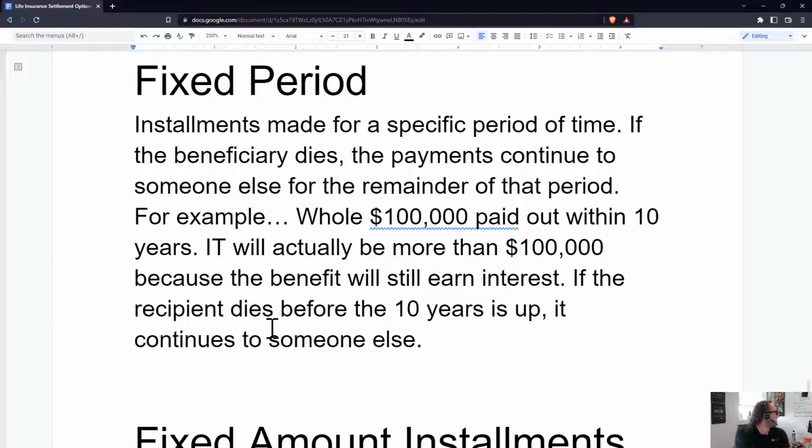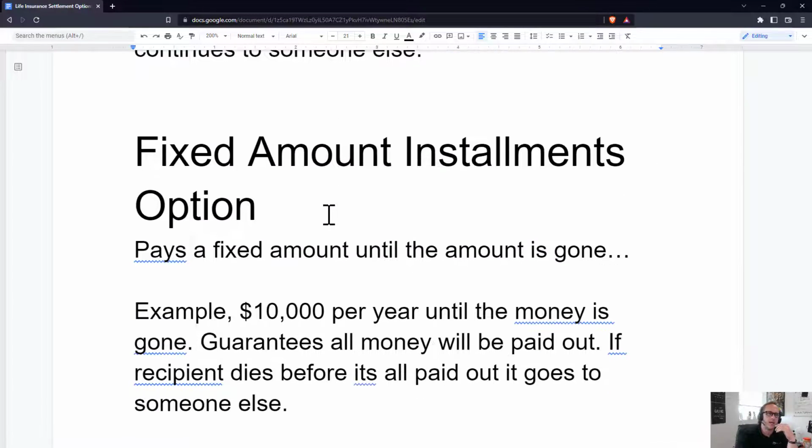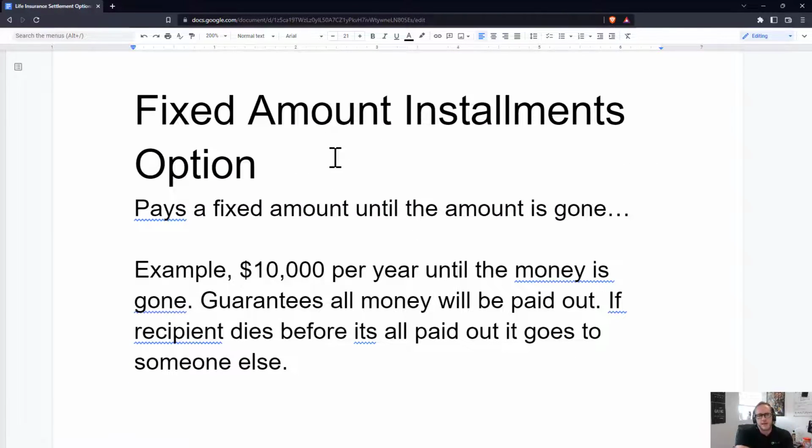Okay. So what this means is, say there's a $100,000 death benefit. They say, I want it to be paid out in 10 years. Those payments, they're going to get the same amount every year. And if the recipient for that money dies before that 10 years is up, someone else is still going to continue the payments. And once the 10 years is up, it's over. That's it. Next is fixed amount installments option.